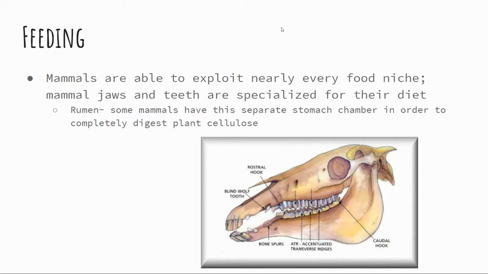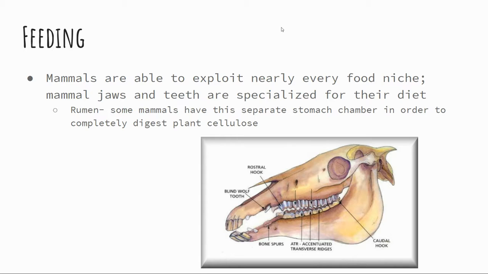Feeding. Mammals are able to exploit nearly every food niche. The jaws and teeth of mammals are specialized for their diet. Some mammals, typically herbivores, which eat more plant-based material, are going to have a rumen. This is a separate stomach chamber in order to completely digest the plant cellulose. Plant cellulose is extremely hard to digest. It's very complex in its structure. So some organisms, like cows, have extra stomachs to be sure that they can digest that material fully to get all the nutrients that are needed.